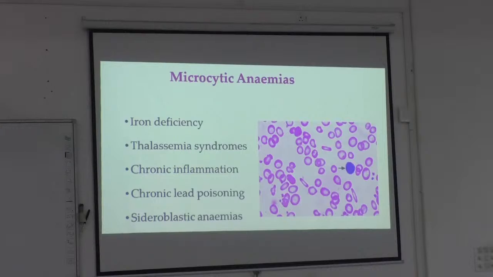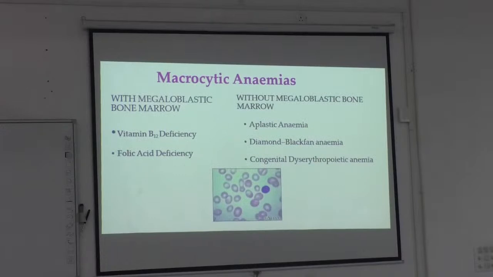These questions will be asked repeatedly in clinics. So what are the causes of microcytic anemia? Give a short note on this. A short note can come like this: iron deficiency and thalassemia syndrome are the more common ones, but there are a few others also. You have to remember chronic inflammation, lead poisoning and sideroblastic anemia, right?